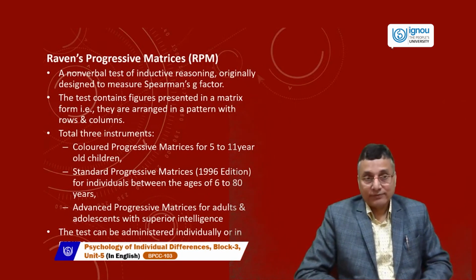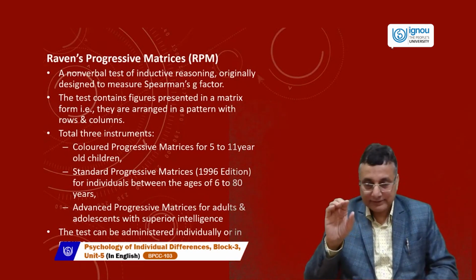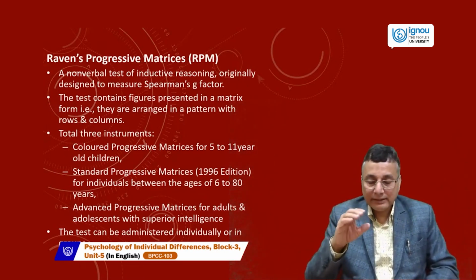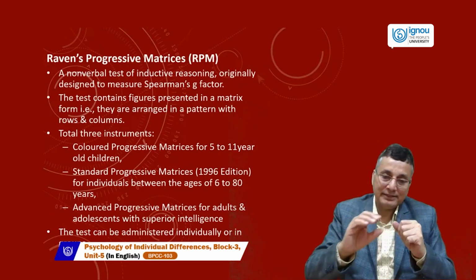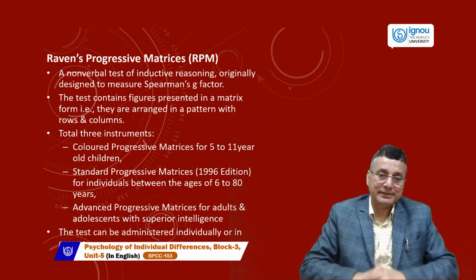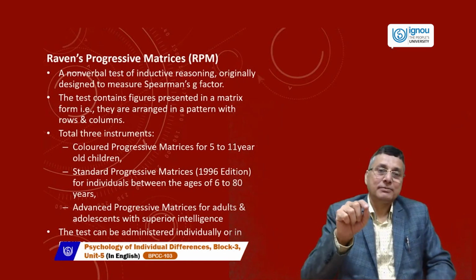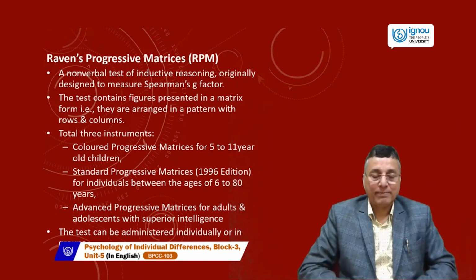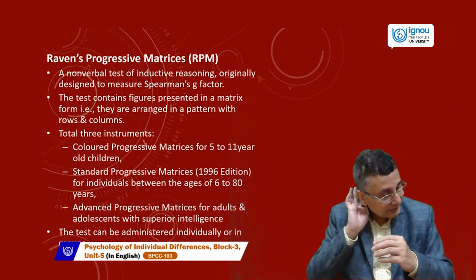The test contains figures presented in a matrix form, arranged in a pattern with rows and columns. Like there are six block designs, and on the top one design is there, and one part of that design is missing. The missing part is there in six designs similar to that, and one of the designs is exactly the same as the missing part. So the client has to find out which part out of the six will more suitably fit in the bigger design. So this is like a test of reasoning.